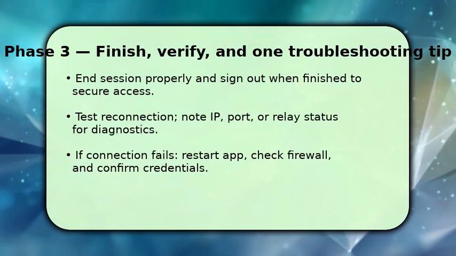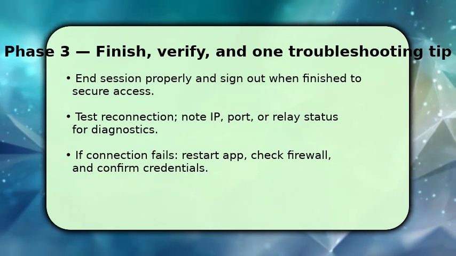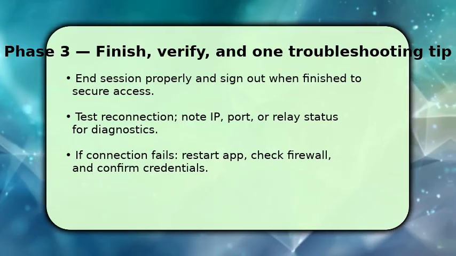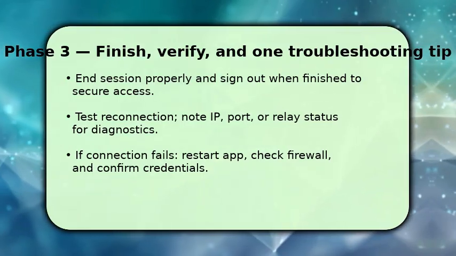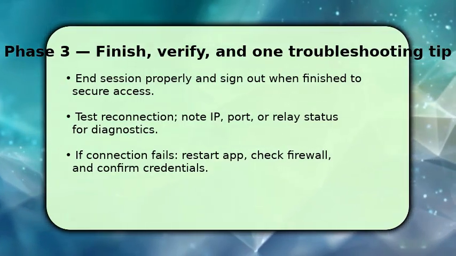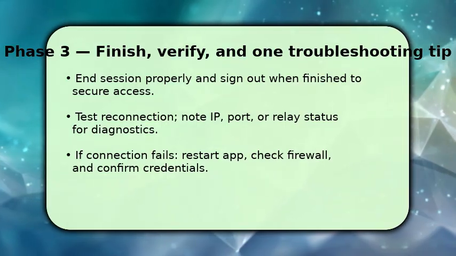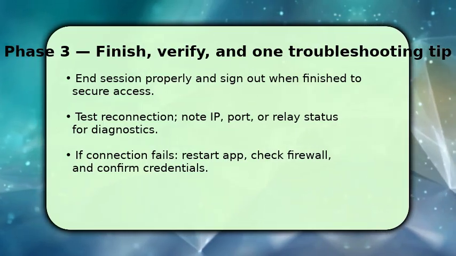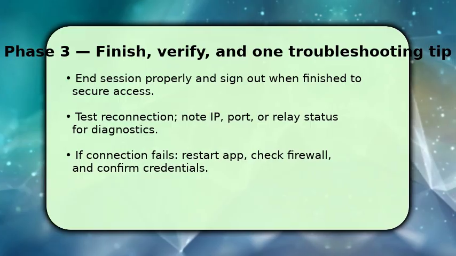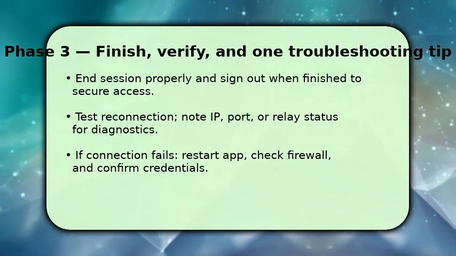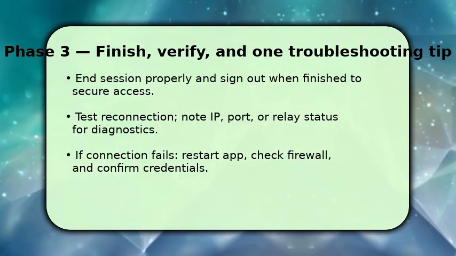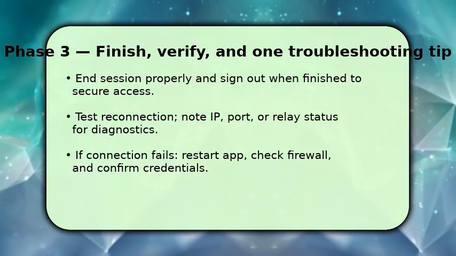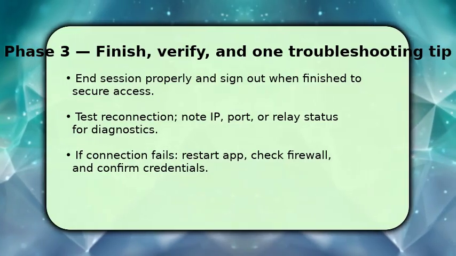You finish by closing the remote session cleanly and signing out, which keeps the PC secure. Before relying on it, test reconnecting so you know the steps work under real conditions, and note whether you used a direct IP, specific port, or relay service for later troubleshooting. If something goes wrong, restart the app on both devices, verify the PC firewall allows the remote app, and recheck your account credentials. This sequence solves most common connection failures quickly.